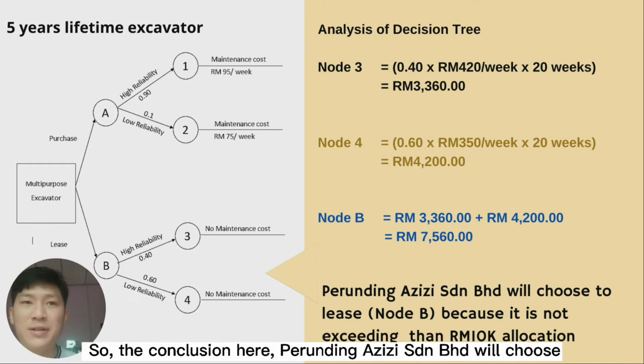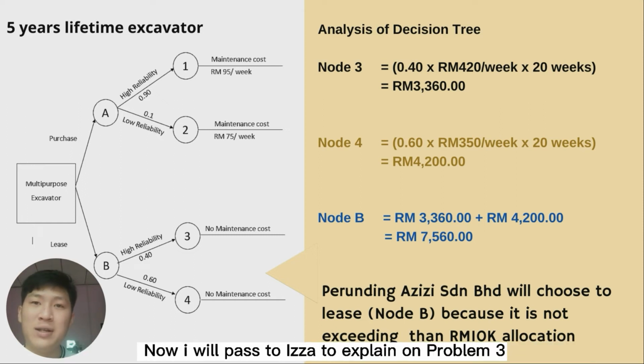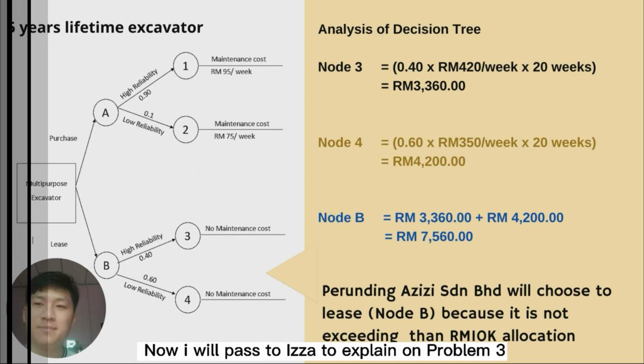So the conclusion here is the promoting entity will choose to lease, which is note B, because it's not exceeding the 10k allocations. Now I'll pass to IZZA to explain problem 3.